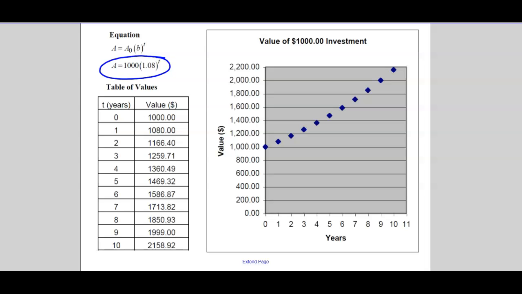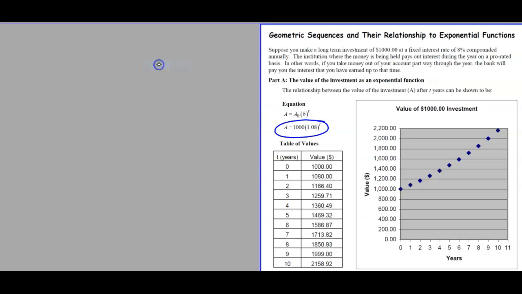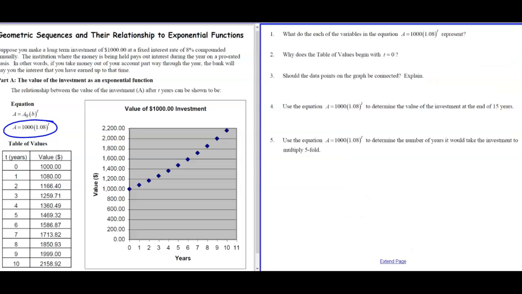All right, so that's what it looks like, and there are some questions to answer regarding this. Let me just do a tool so we can see it. It says, what do each of the variables in the equation represent? The variables are A and t. Remember, A, I call that the accumulated amount. It's the amount or value of the investment after t years. And I just talked about that.